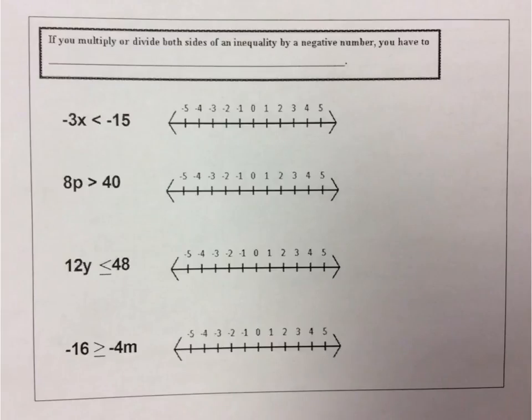Okay, so we're now going to multiply and divide with our inequalities, still just one-step equations. Something a little bit different here is if you multiply or divide both sides of an inequality by a negative number, you have to flip the sign. So I'll give you some examples here and show you. Basically, whatever you're doing to both sides, if that number's negative, you need to switch the sign. So if it's less than, it'll become greater than. If it's greater than, it will become less than.